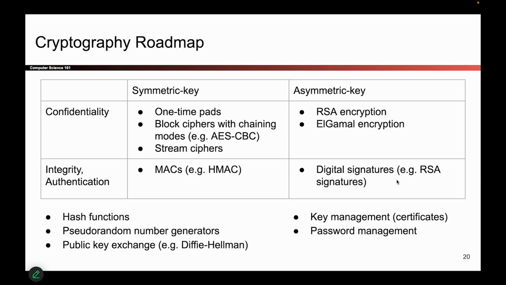And we'll actually spend time at all 4 quadrants of this table. We'll think about first symmetric key schemes that provide confidentiality, and then we will move to symmetric schemes that provide integrity, and then asymmetric key that provides confidentiality, and then asymmetric key that provides integrity.